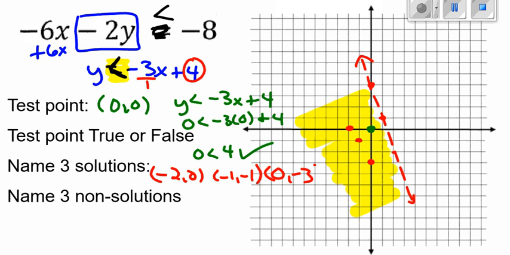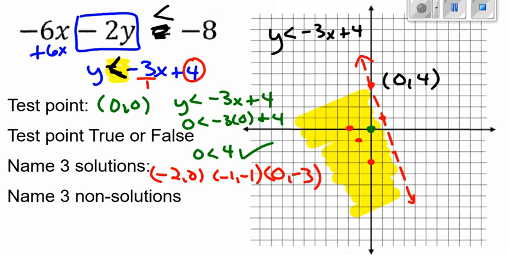Now be careful with this, because when you have a dotted line, you can no longer pick a point on the line to make the equation true. So I want to point that out to you. We're going to try one so I can prove it to you. So let's pick this point right here, the y-intercept. When x is 0, y is 4. So my equation is, again, y is less than negative 3x plus 4.